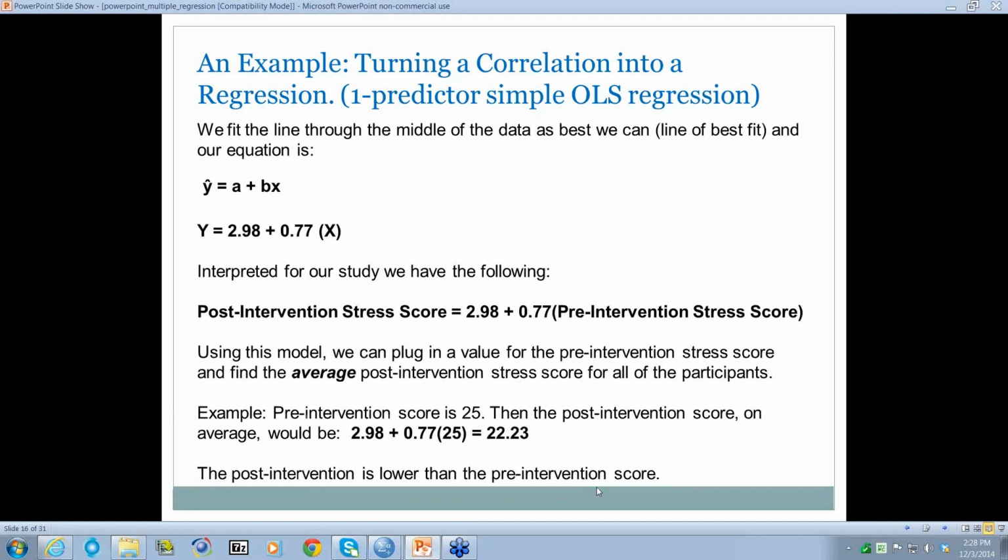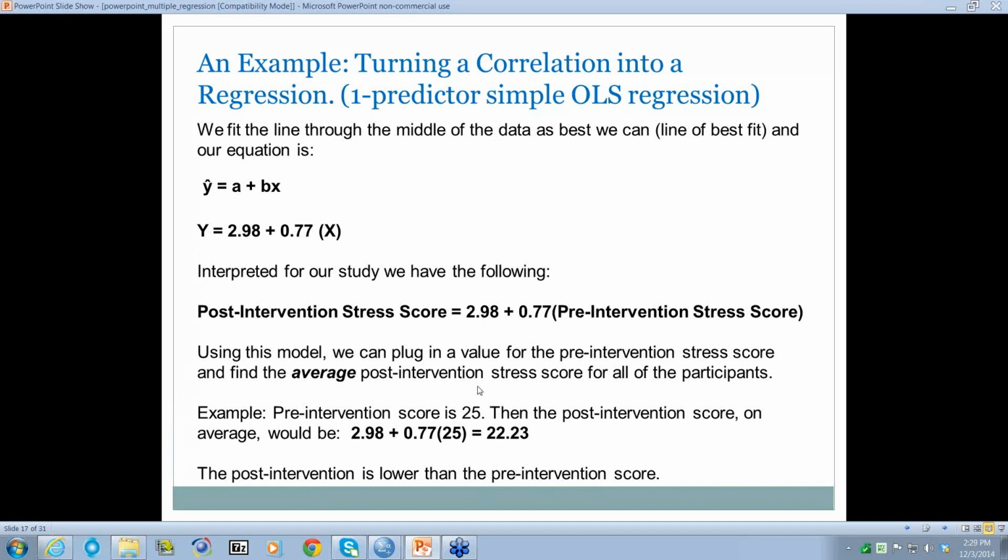So we fit the line through the middle of the data as best that we could. That was the line of best fit, and there's our equation. If we interpret it for our study, we have the following: Y, your post-intervention stress score, equals 2.98 plus 0.77, and your X term is your pre-intervention stress score. So you just plug that in there, and there you go.